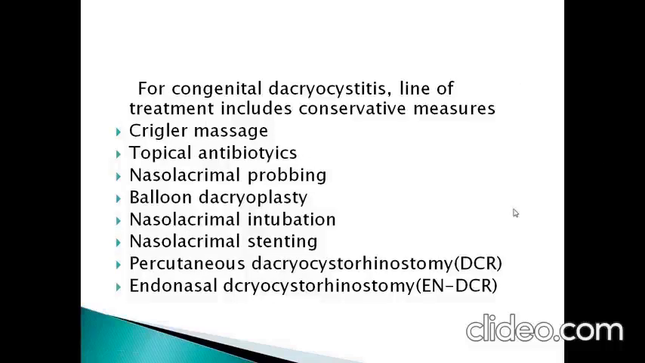Now, coming to congenital dacryocystitis, the line of treatment includes conservative measures like Crigler massage, topical antibiotics, nasolacrimal probing, balloon dacryoplasty, nasolacrimal intubation, stenting, and DCR, which could be done through a percutaneous or endonasal approach.